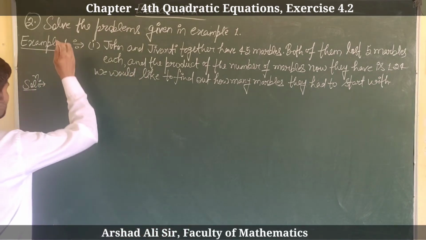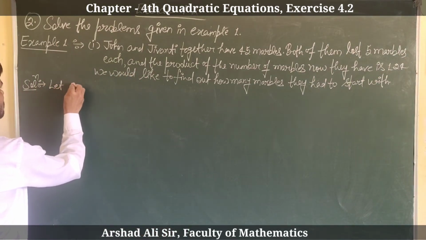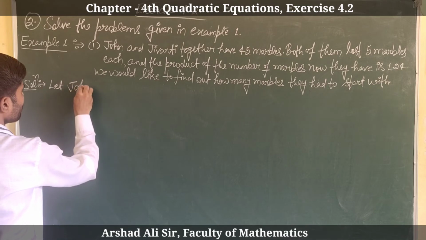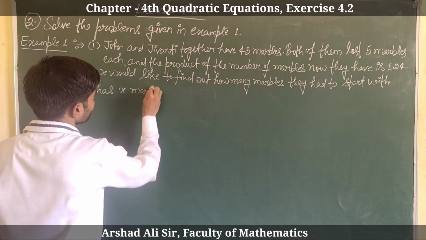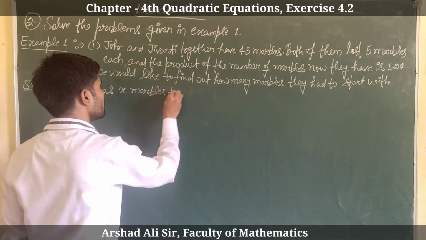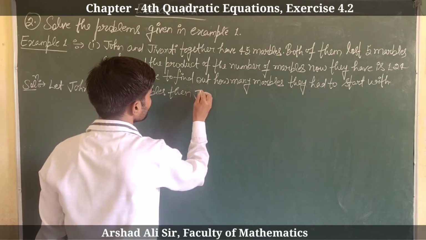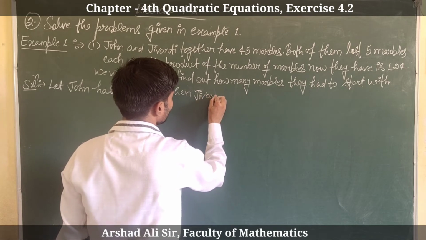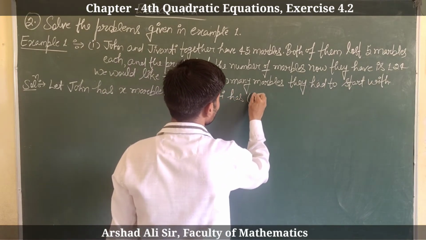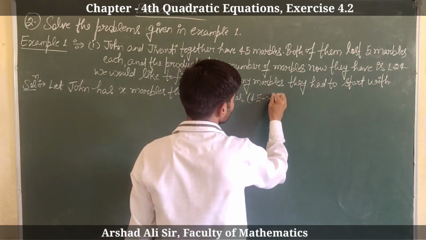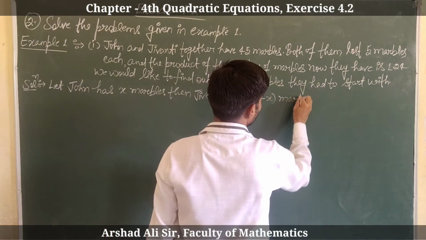Okay, suppose let John has x marbles, then Jivanti has 45 minus x marbles.